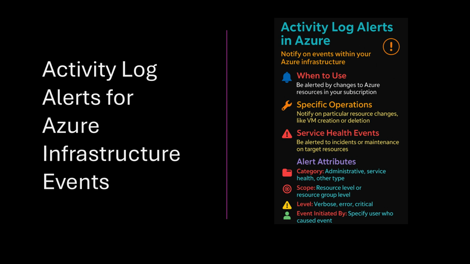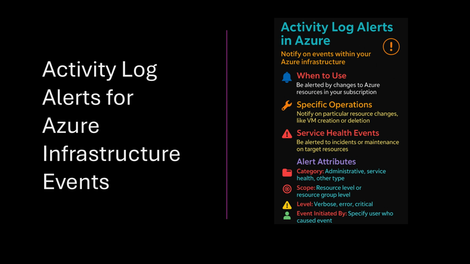For service health alerts, the process is slightly different. You don't need to pick a specific resource. Instead, you target Azure regions and services. You can choose to be notified of platform-wide issues like service outages, planned maintenance, or general advisories. After selecting the relevant service events, you complete the alert setup just like any other alert, including naming the alert and assigning an action group for notification or response.